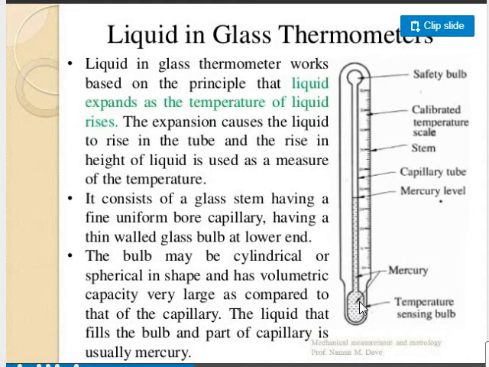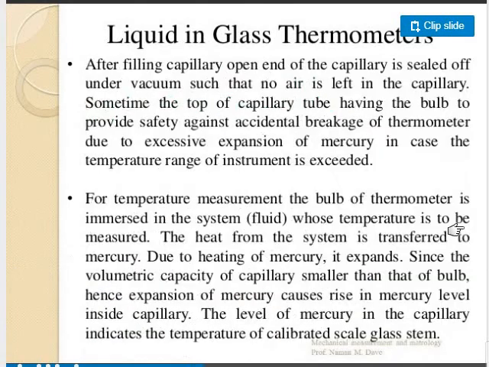The liquid that fills the bulb and part of the capillary is usually mercury. So after filling the capillary, the open end of the capillary is sealed off under vacuum such that no air is left in the capillary. So the thermometer is usually fully closed; we will not make it open. Sometimes the top of the capillary tube has a bulb to provide safety against accidental breakage of the thermometer due to excessive expansion of mercury in case the temperature range of the instrument is exceeded.